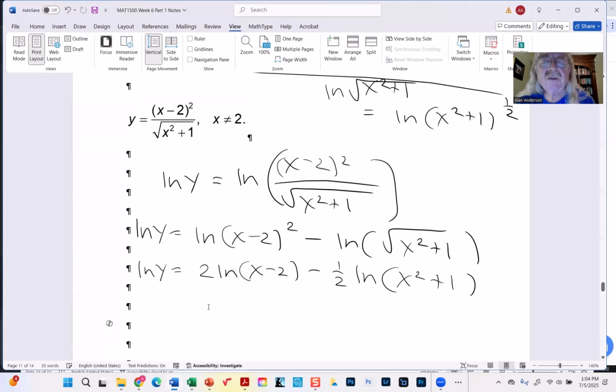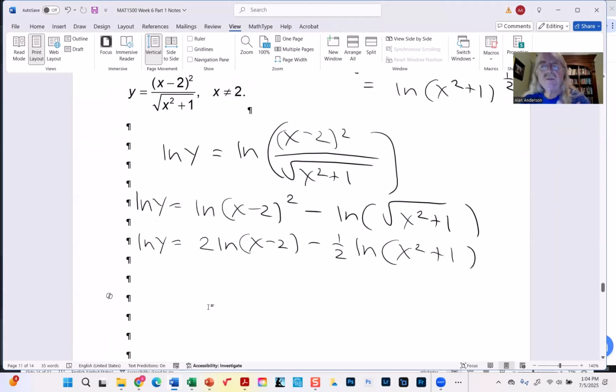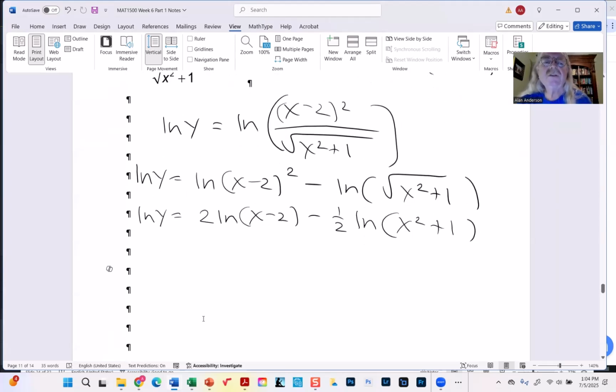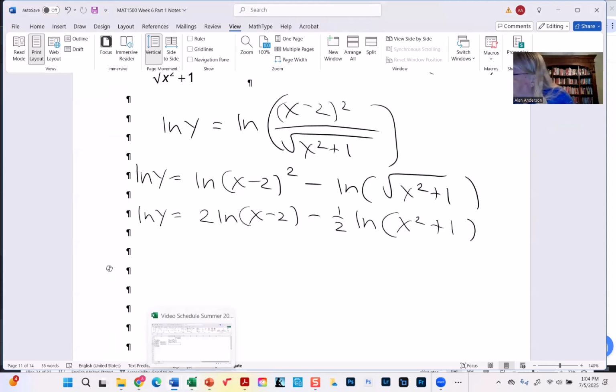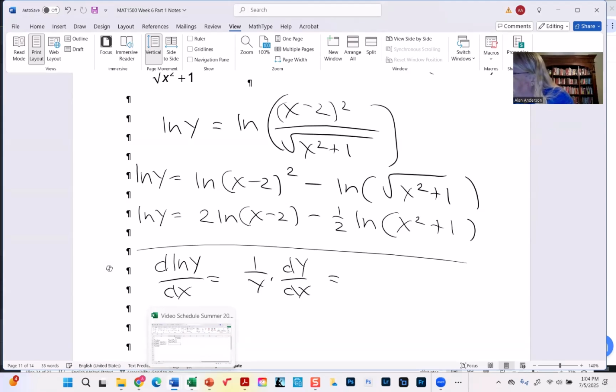So now here we are. So what do we do next? Well, this is where the implicit differentiation comes in. It turns out that if you differentiate log y with respect to x, you're going to wind up with 1 over y times dy/dx. Sometimes you see this written as 1 over y times y prime, or simply y prime over y.